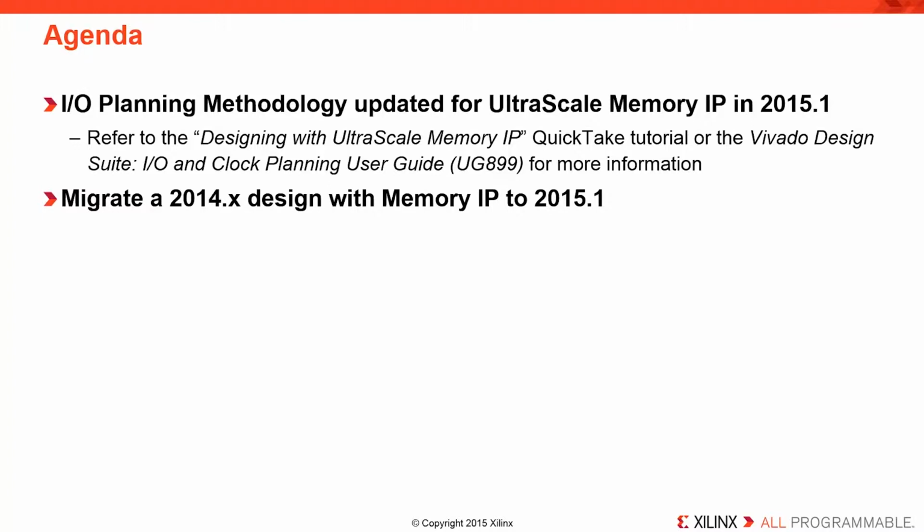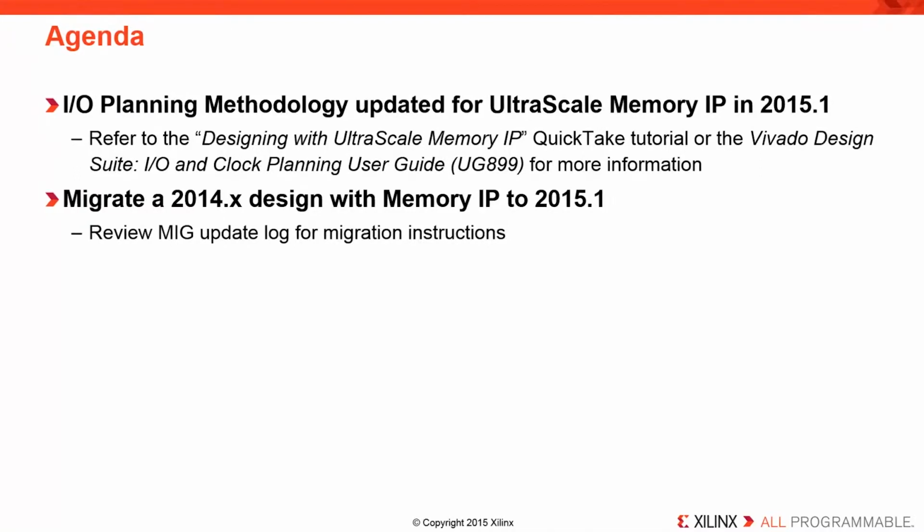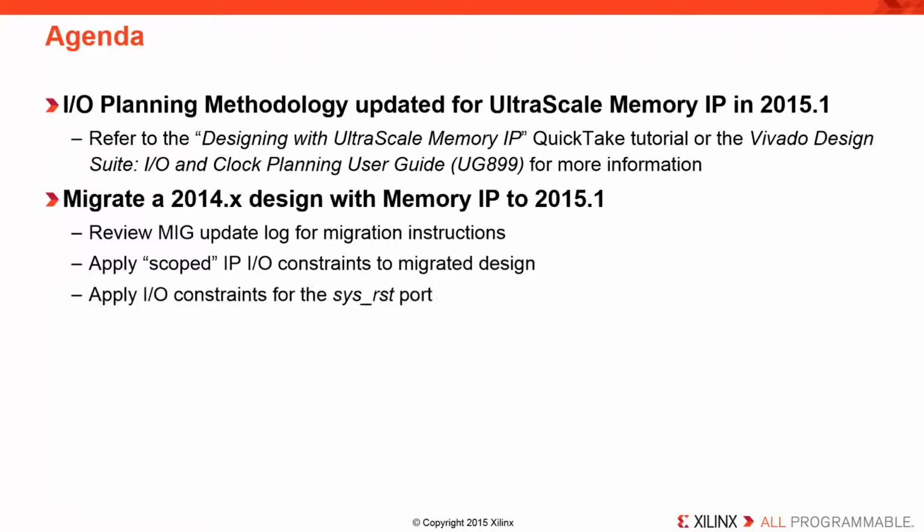We'll then migrate a 2014.4 design that includes two memory IP into the 2015.1 release. We'll review the MIG-IP update log for the migration instructions for the I/Os. We'll then apply the scoped I/O constraints from the MIG-IP to the migrated design. We'll then apply the constraints for the system reset port since the I/O clock buffer has been removed in the 2015.1 IP. We'll then run the design rule checks for the memory IP I/Os.